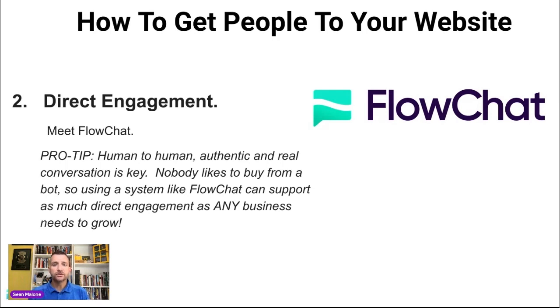So human to human, authentic and real conversation is always the key. Nobody likes to buy from a bot. So using a system like Flowchat that's human to human can support as much direct engagement as any business needs to actually grow very, very quickly and efficiently, right? Whether it be through the DMs or even directly on the phone or through email, any of this direct engagement stuff is really, really powerful.